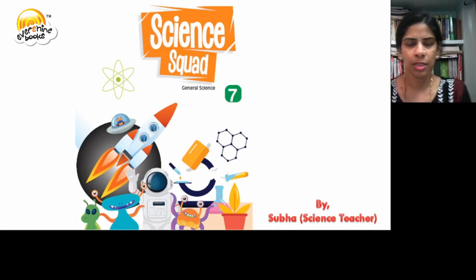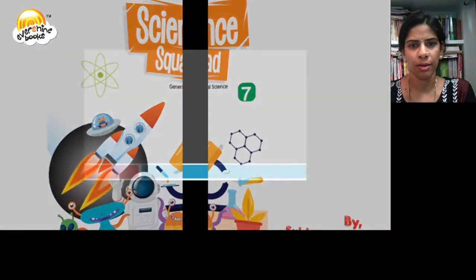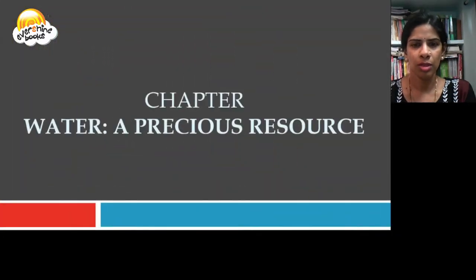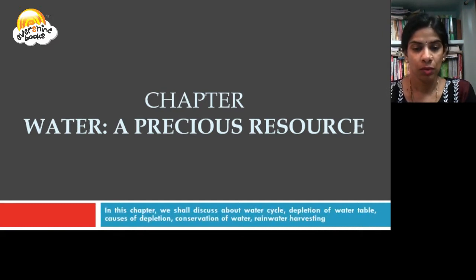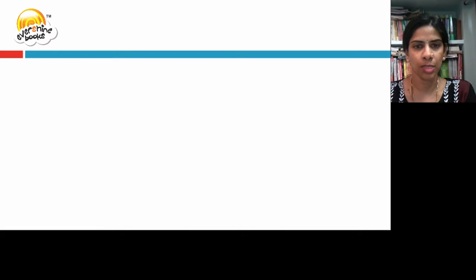Hello students, let us learn General Science for class 7 from the book Science Square. Today we are going to learn the chapter Water, a precious resource. In this chapter we shall discuss the water cycle, depletion of the water table, causes of depletion, conservation of water and rainwater harvesting. Let us begin the chapter.